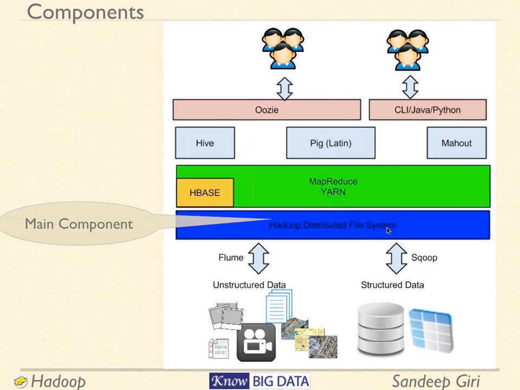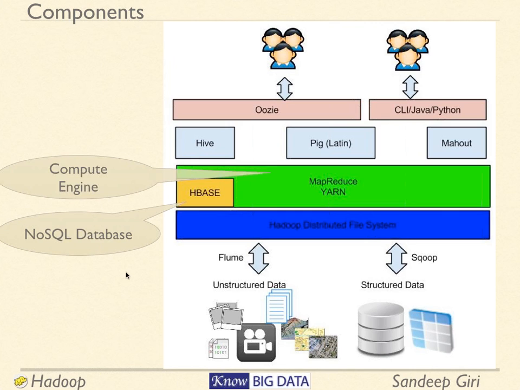HDFS is a distributed file system which automatically divides a big file into small chunks and stores them on different machines or on the same machine, and each piece is also replicated onto another machine. So this is the main component. The second component on top of HDFS is your compute engine. The compute engine helps you do the computation on various different nodes. Same logic will be executed on multiple computers simultaneously to solve your problem.